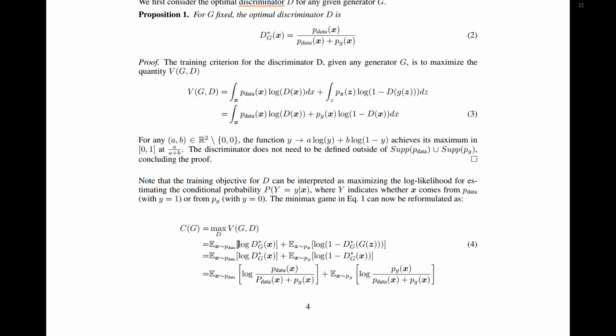Now, we have log D star of x plus log (1 minus D star of G). Then we write this again: we have this plus this. Notice how we move from x to G right here. Then replacing this D_G star by this value, because of this a on a plus b, we now obtain the log of p data on (p data plus pg) of x plus the log of pg on (p data plus pg of x).